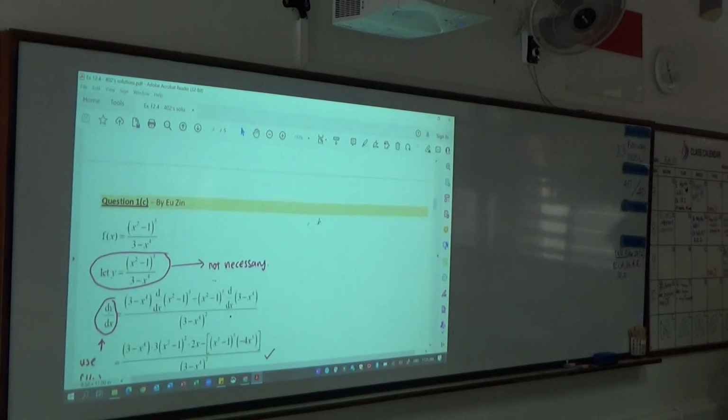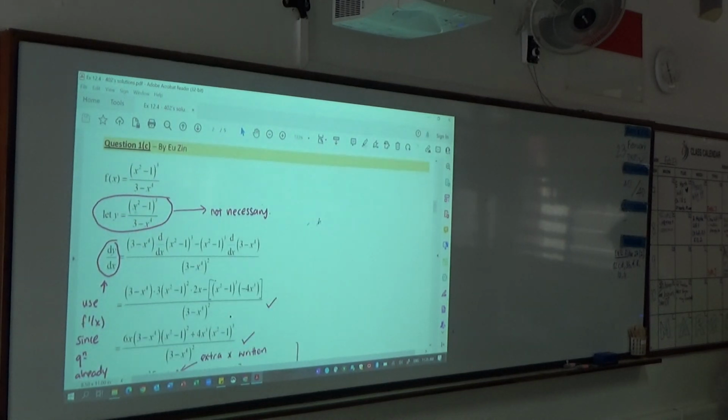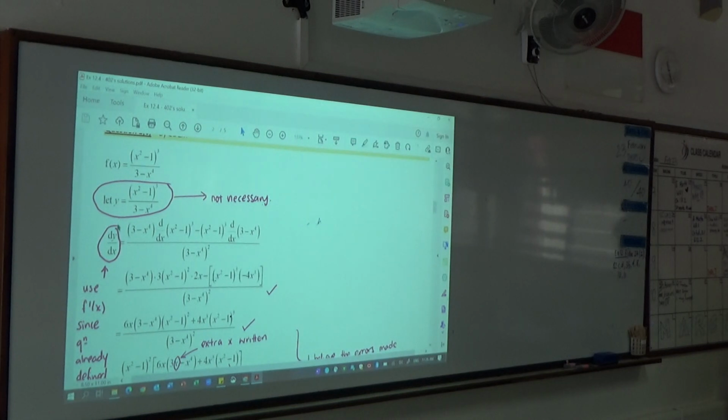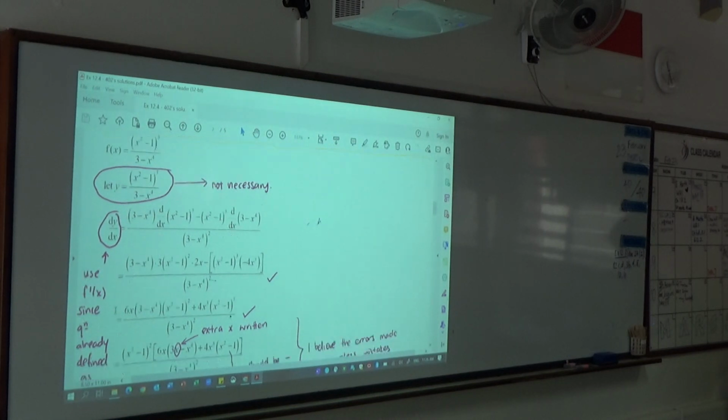Then for question 1C, which Eugene presented, since the question already said f(x) equals this, we just stick with f(x), and we use f'(x) rather than dy over dx. No need to go and redefine. I want you to learn different forms of notation as well. So stick with f(x) and then f'(x).